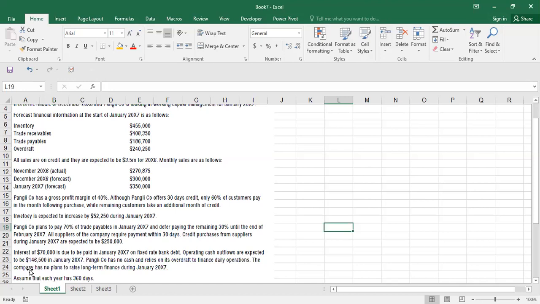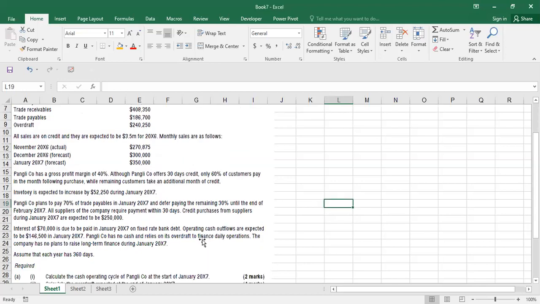The company has no plans to raise long-term finance during January 2007. Assume that each year is 360 days. It is very important. Many times in F9, they say 360 days. Sometimes they say 365 days. If they do not say anything about the number of days, by default, you should always take 365. But in this case, they have told us 360, so we will assume 360.